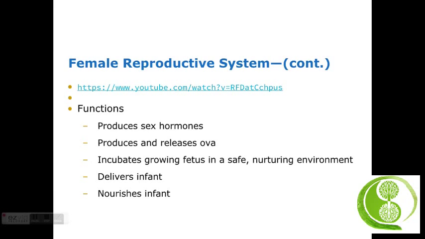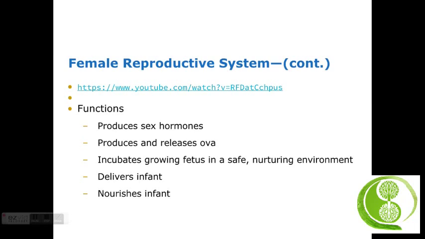Okay, so the functions of the female reproductive system. It's going to include production of sex hormones. Those are the estrogen and progesterone. The estrogen promotes the maturation of the eggs and helps to prepare the uterus prior to implantation. And progesterone maximizes the ability of the uterus to maintain pregnancy by promoting blood vessel and gland formation in the uterine lining and inhibiting contractions of the uterus to prevent miscarriage.